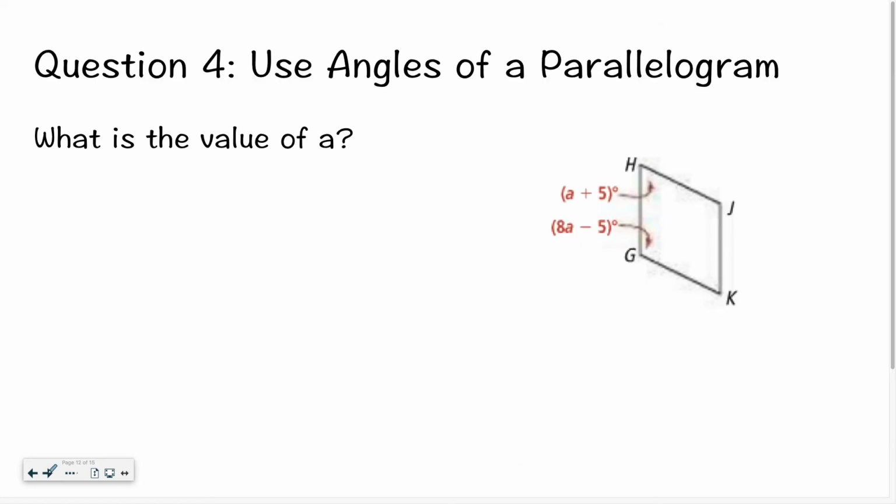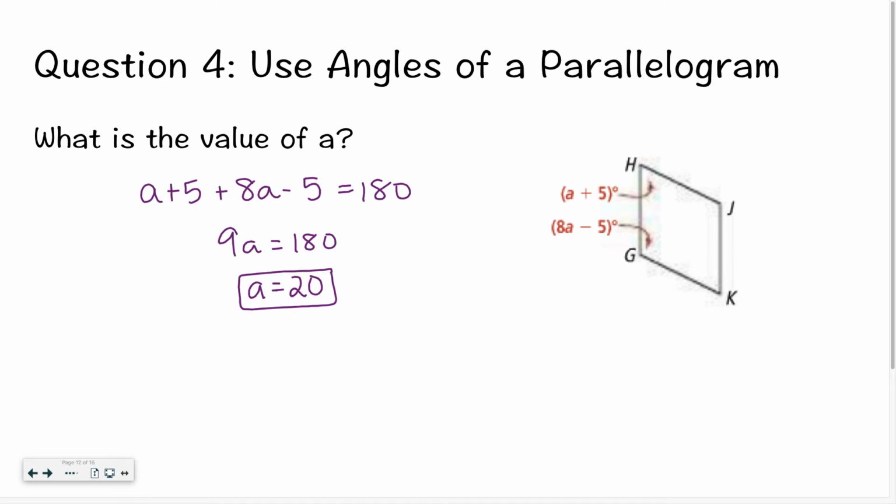All right. Question 4. What is the value of A? Good luck. Hopefully for this one you saw that angle H and angle G were consecutive interior angles. Therefore, they are supplementary. So I can say A plus 5 plus 8A minus 5 equals 180. If I combine like terms, A plus 8A gives me 9A, and 5 minus 5 is 0, so the constants go away. So I have 9A equals 180. Divide both sides by 9, and you're left with A equals 20.